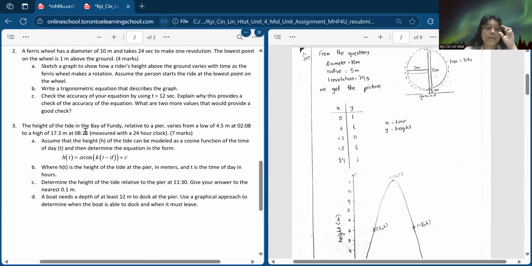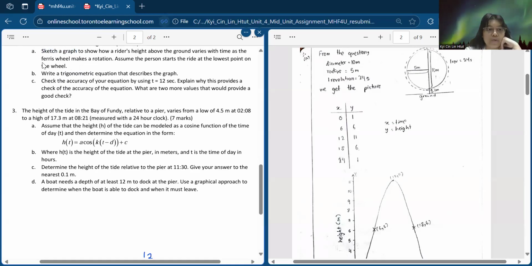Okay, so question A says sketch a graph to show how a rider's height above the ground varies with time as the Ferris wheel makes a rotation. And assume, this is important, assume that the person starts right at the lowest point on the Ferris wheel, so it starts at the lowest.